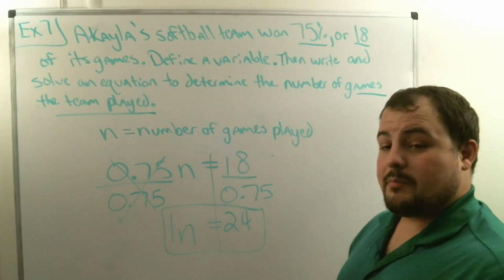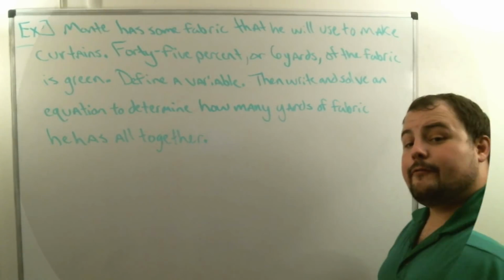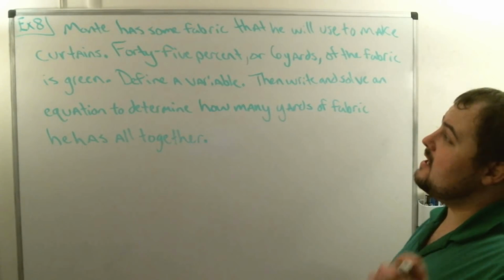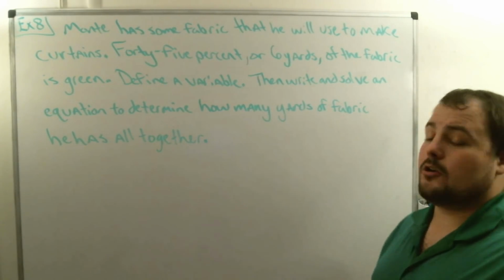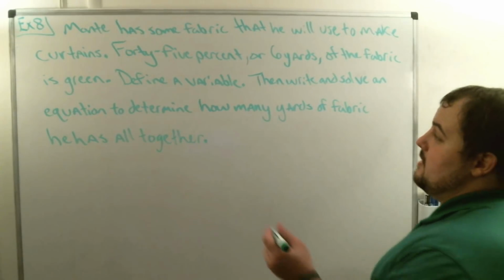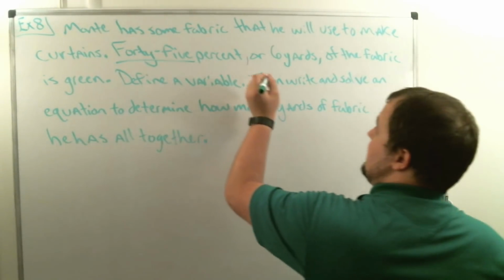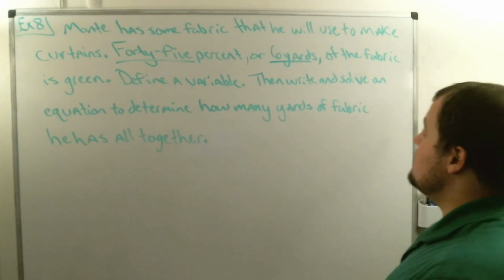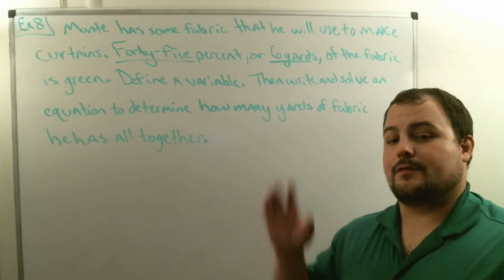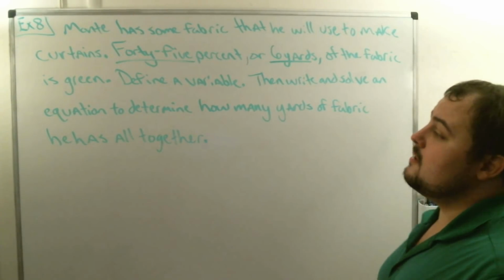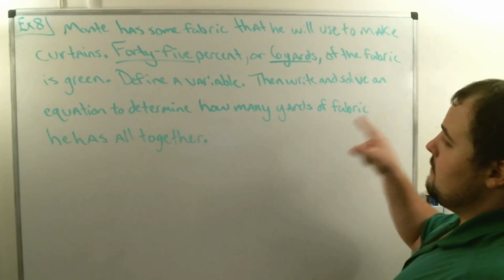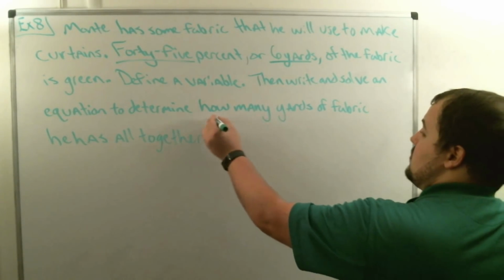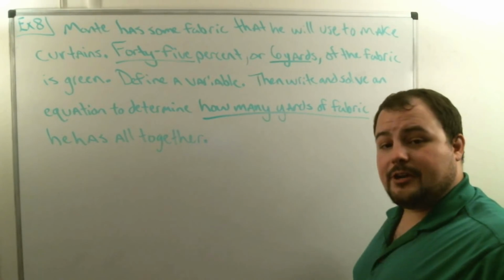One more problem, and we're done for the day. Alright, for our final example, one last word problem, we're going to use Monte. Monte has some fabric that he will use to make curtains. It says 45%, or 6 yards, of the fabric is green. So 45% represents 6 yards. We need to define a variable, then write and solve an equation to determine how many yards of fabric he has altogether. So our question is, how many yards of fabric?